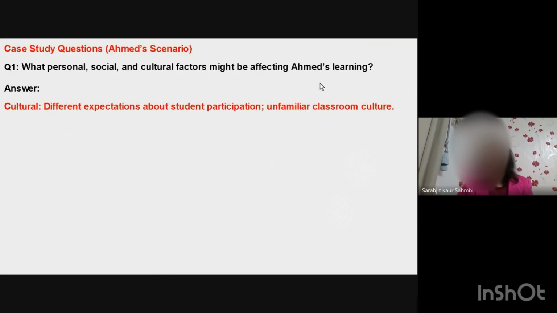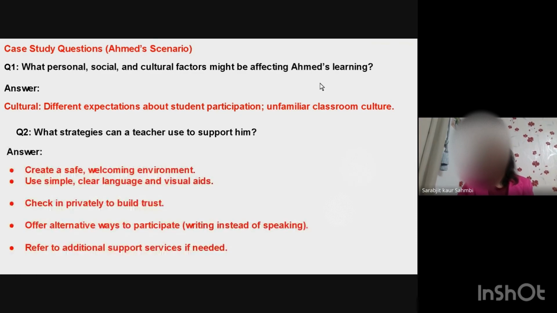So it's different expectations about student participation, unfamiliar classroom culture. As Sudhanshu has told us, maybe he's from another country, so this is an unfamiliar classroom culture. Well said. Next, what strategies can a teacher use to support him? For example, create a safe, welcoming environment, as Malika has added. Use simple, clear language and visual aids.